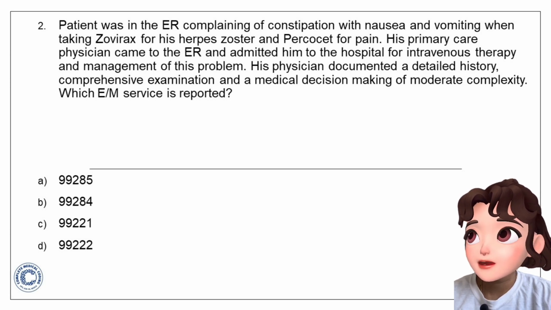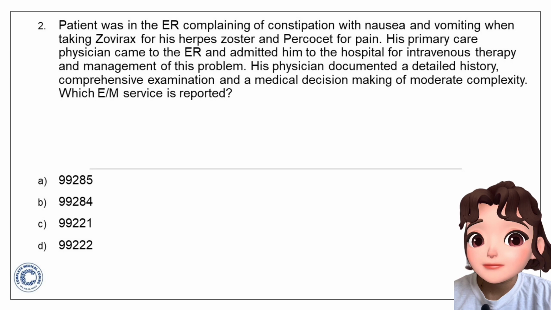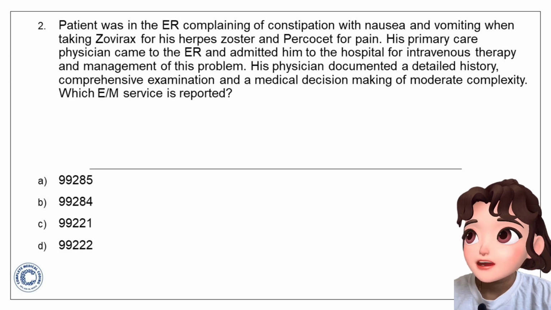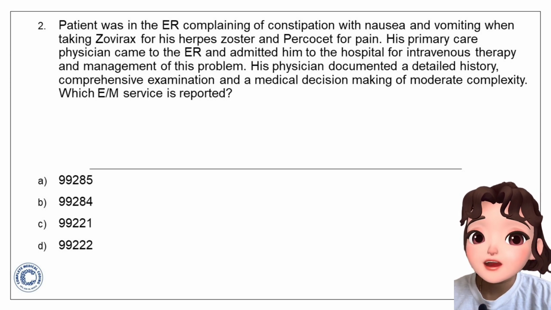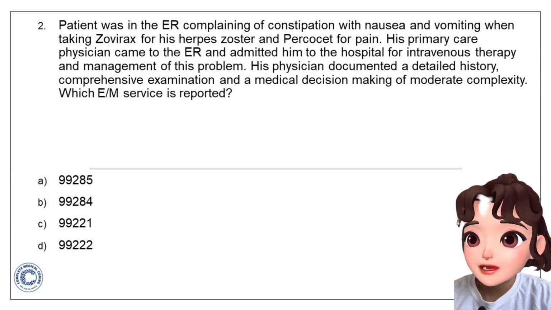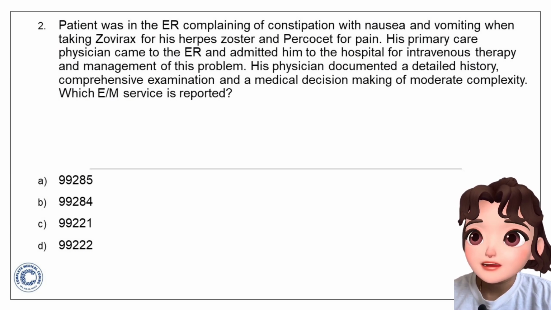His physician documented a detailed history, comprehensive examination, and a medical decision making of moderate complexity. Which E&M service is reported? So here we have to code for the E&M service. Physician documented detailed history, comprehensive examination, and MDM of moderate complexity. Go to the first option, 99285.